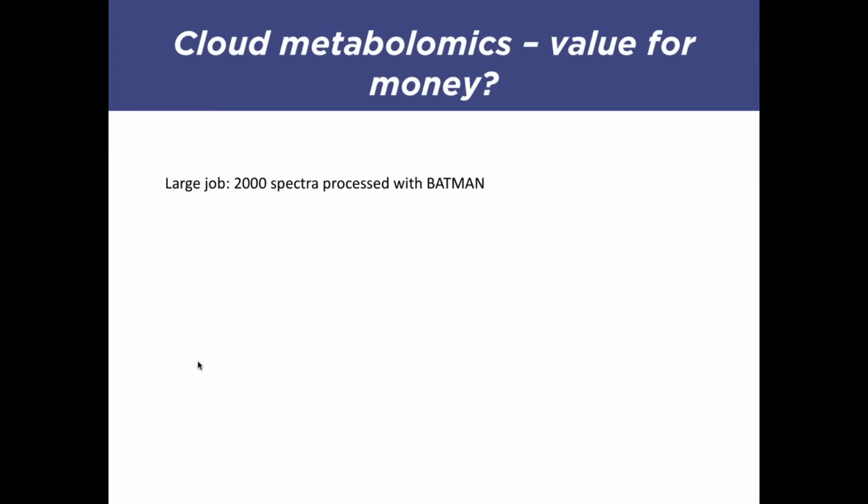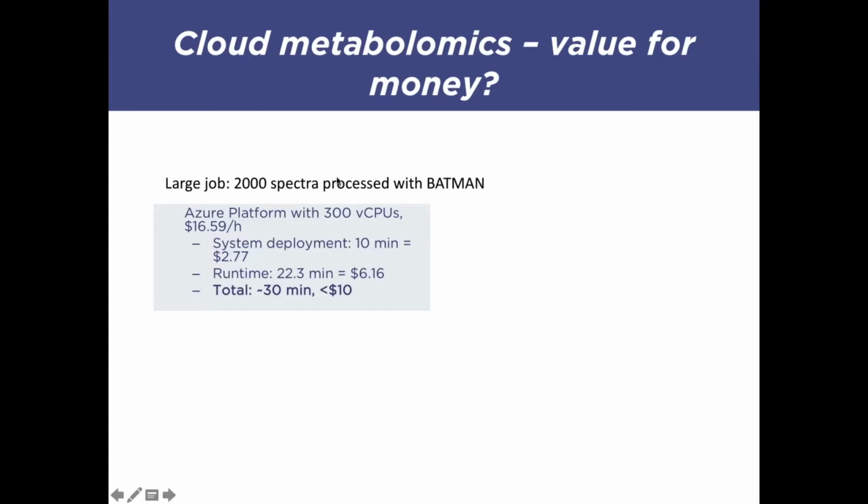Is there any real value for money in metabolomics? Well, we continue with the example that our partners at Imperial College made. Initially, they ran 2,000 spectra on the Azure Cloud Platform with 300 virtual CPUs, and that has a cost on Microsoft Azure of around $17 per hour. The system deployment took 10 minutes, and then the runtime with 300 CPUs took 22 minutes, which amounts to $6 just for the runtime. So it took them less than 30 minutes to do the whole analysis, and that was less than $10 of expenses.